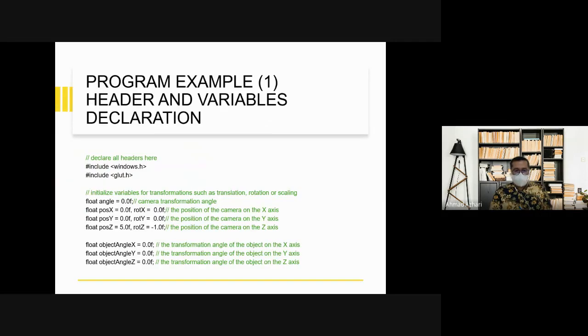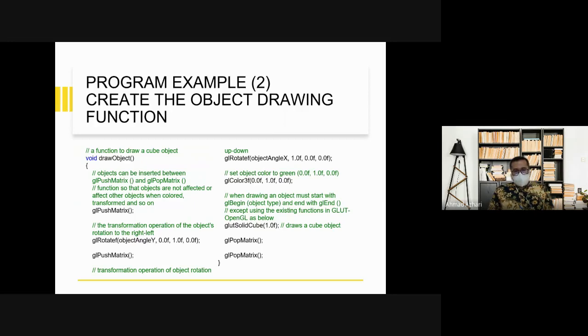You can see the program example in the environment declaration. You can also see in the practicum book how to declare all the headers, and initialization variables for transformations such as translation, rotation, and scaling. You can also create the object drawing functions. You can insert glPushMatrix and glPopMatrix. You can also see the transformation operations, rotation from the right to the left, and you can set the object color, here set to green. You can also transform object rotations up and down. And when drawing an object, you must start with glBegin and end with glEnd. Okay.